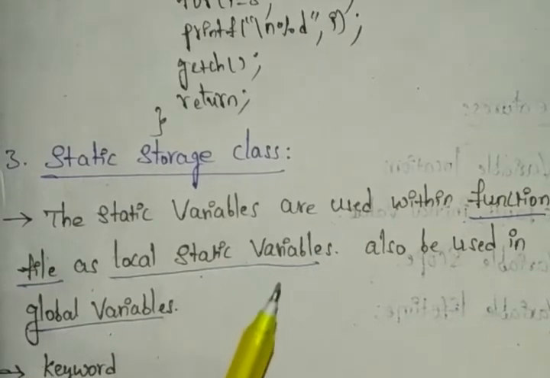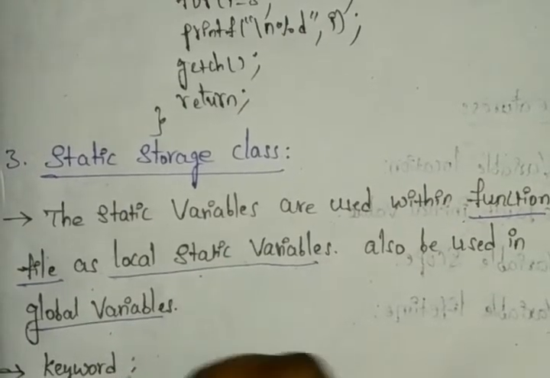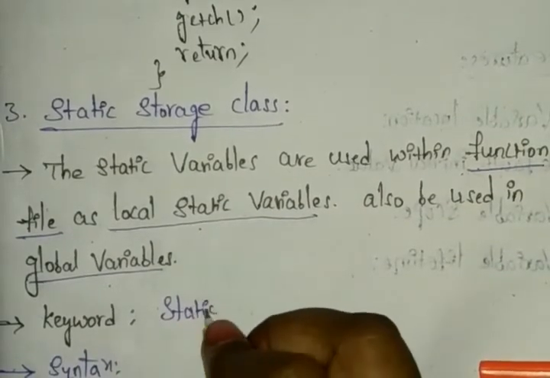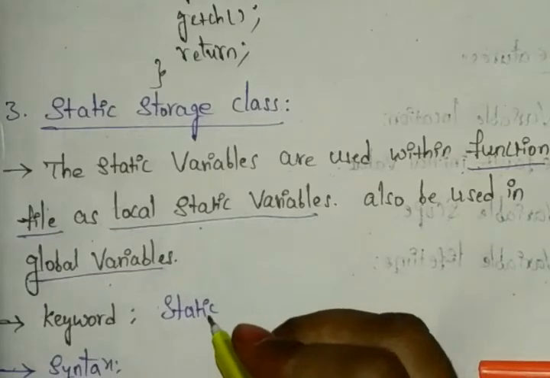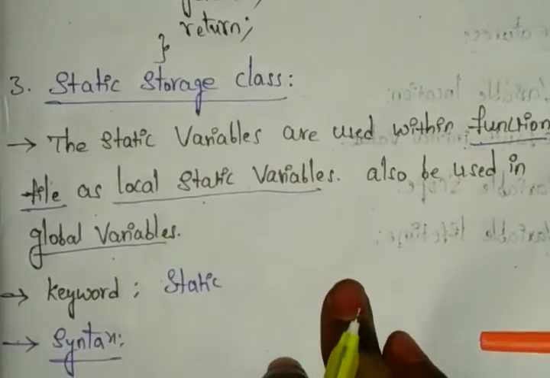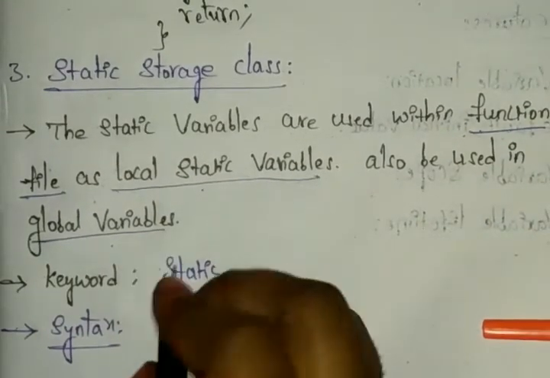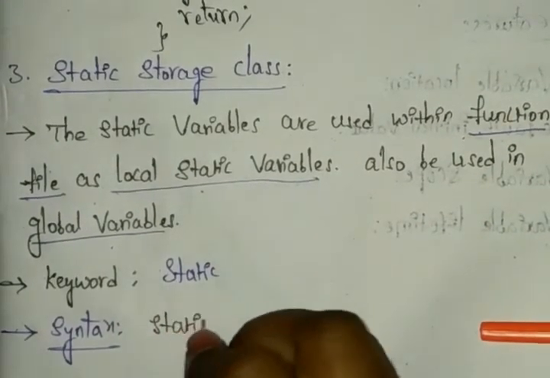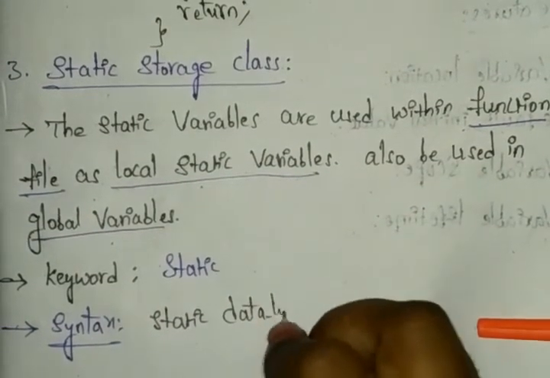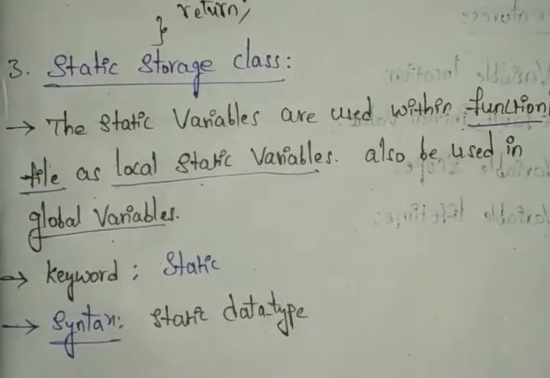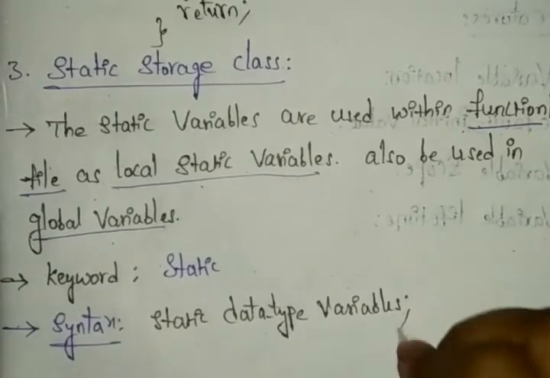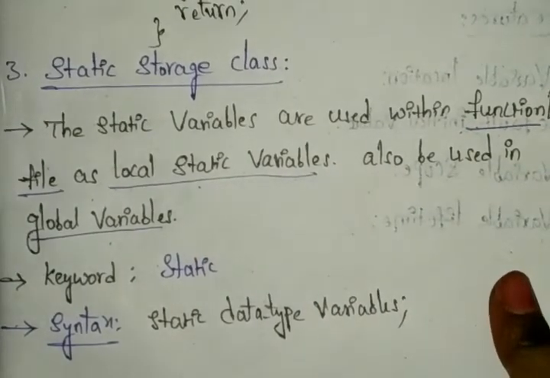Next, we have a keyword to define our static variables, and that is static only. You have the keyword static, and you can define the static storage class with the syntax: static, then the data type, with the variable. Static data type variable.